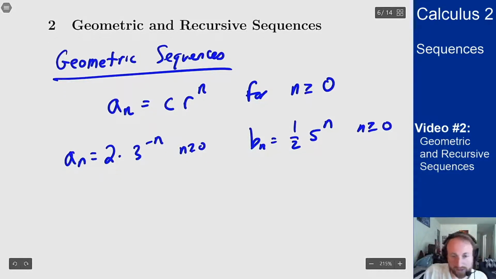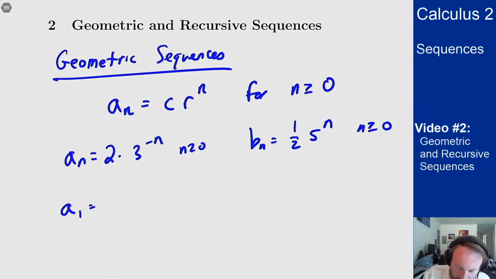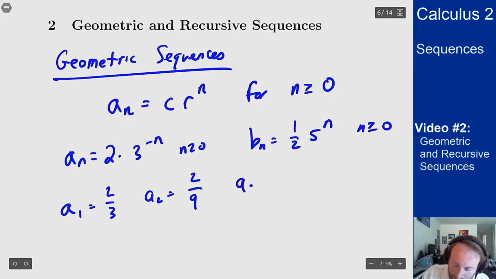So for instance, for this a_n over here, a_1 would be 2 times 1 over 3, which is 2/3. a_2 would be 2 over 9. a_3 would be 2 over 27, and so on.